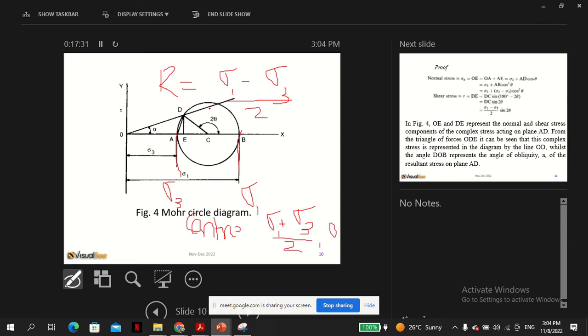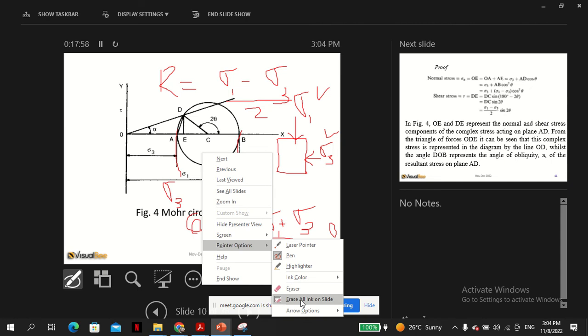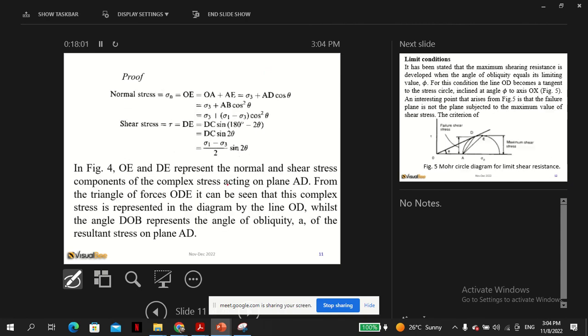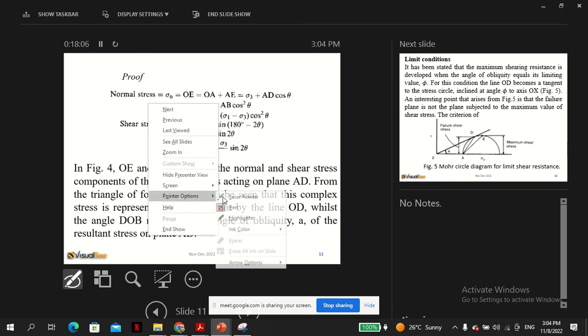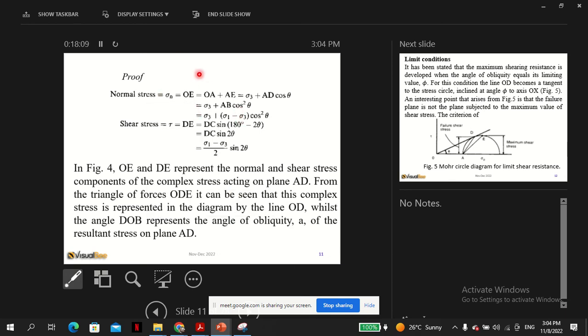So once you know sigma 1, and I already said this in the experiments that we usually perform, you have a value there, sigma 1 and sigma 3. Because you know this and you know that, you can easily derive the circle. Okay, so this is some proof which you can check for yourself.